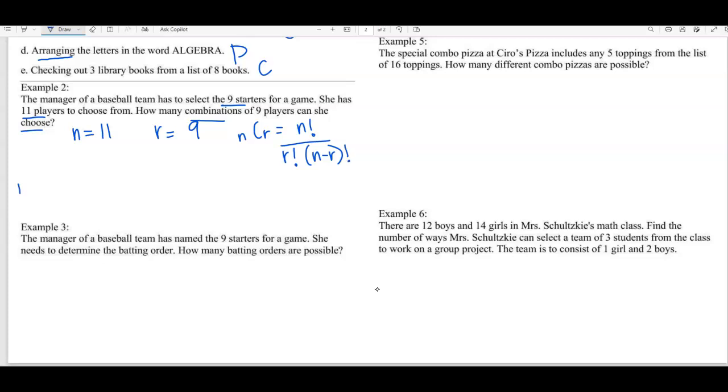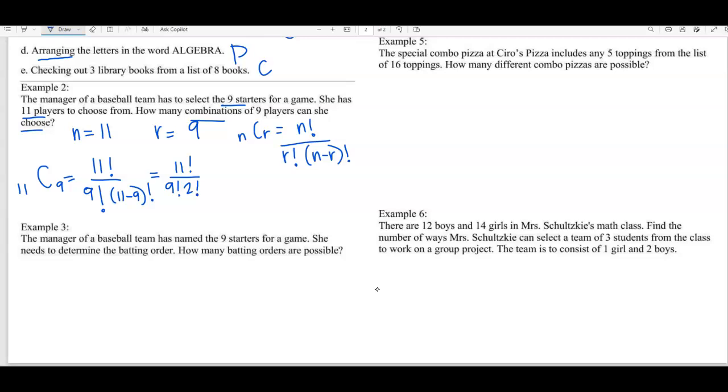Okay, so we plug all those numbers in. That's 11C9 equals N factorial over R factorial times (N minus R) factorial: 11 factorial over 9 factorial times (11 minus 9) factorial. Okay, so let's just simplify this. 11 minus 9 is going to change to 2 factorial.